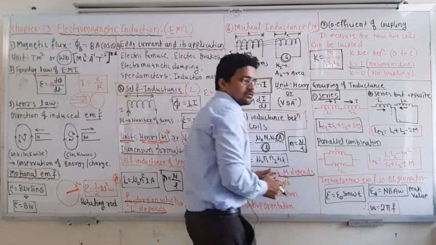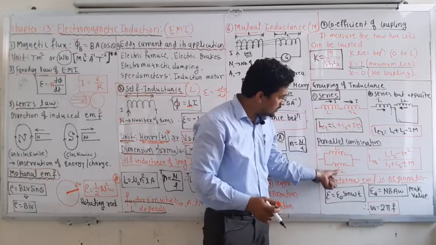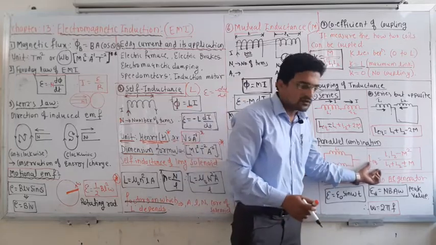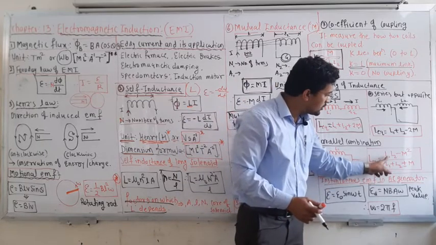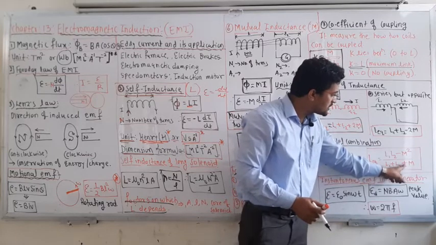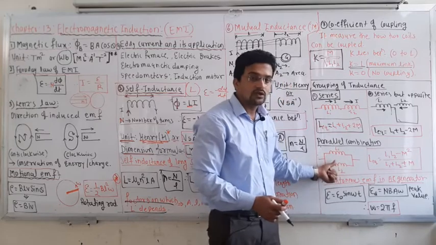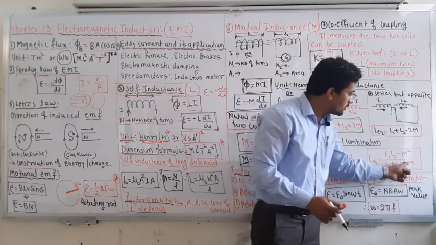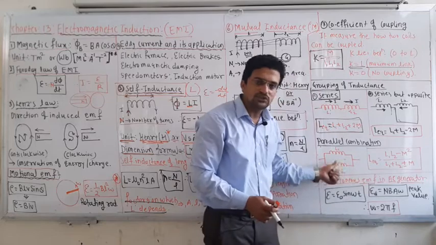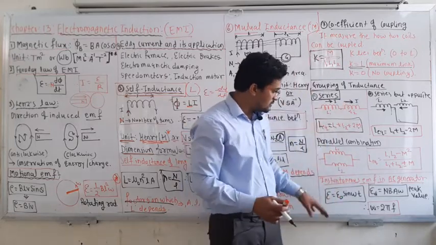Now the parallel combination. If two inductors L1 and L2 are placed in parallel to each other, then the net equivalent is given by L equivalent equals L1 L2 minus M square, divided by L1 plus L2 plus or minus 2M. When will it be plus? When in both inductors the current is the same. And when will it be minus? When there is opposite current in both inductors. Okay, so these are the things regarding inductance.